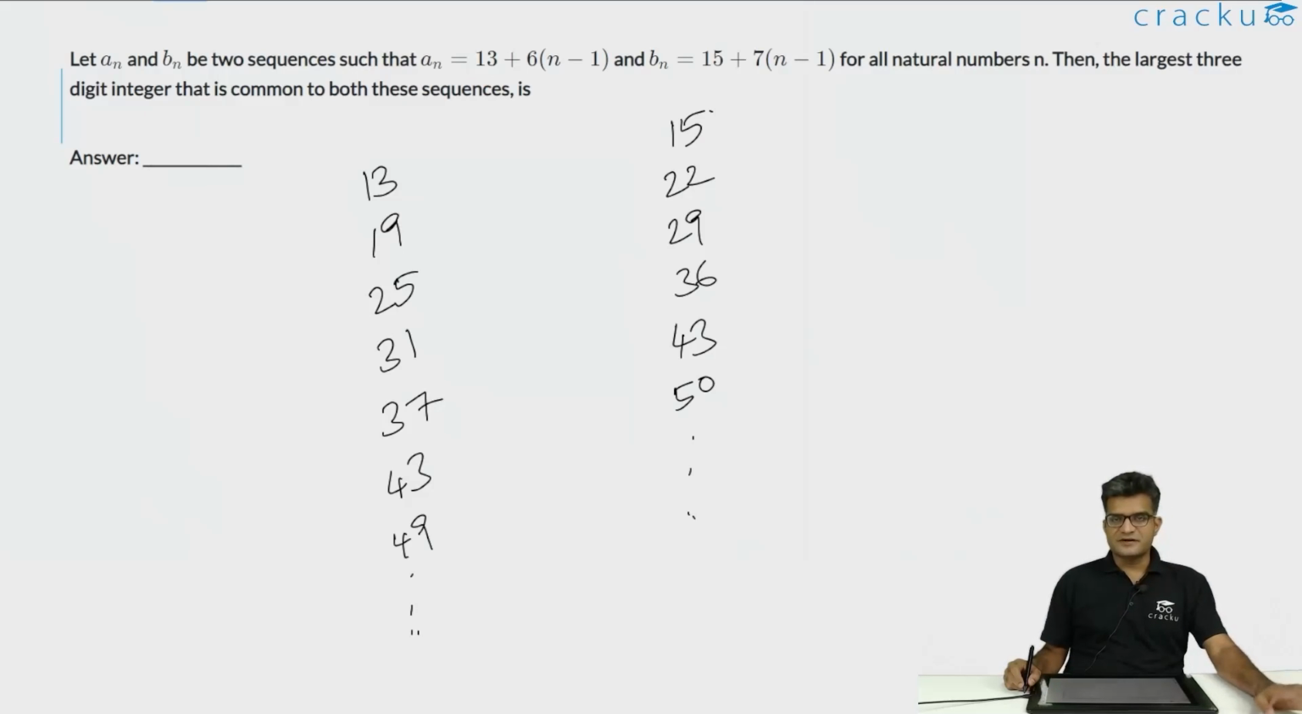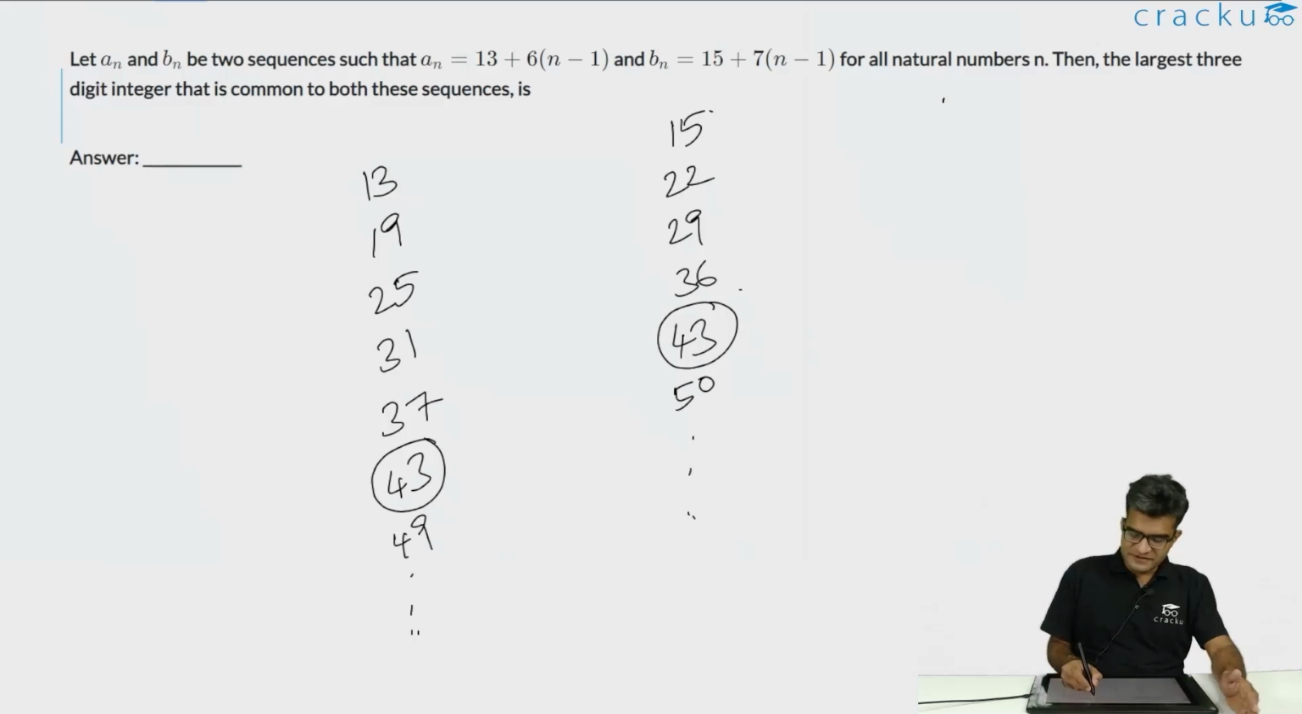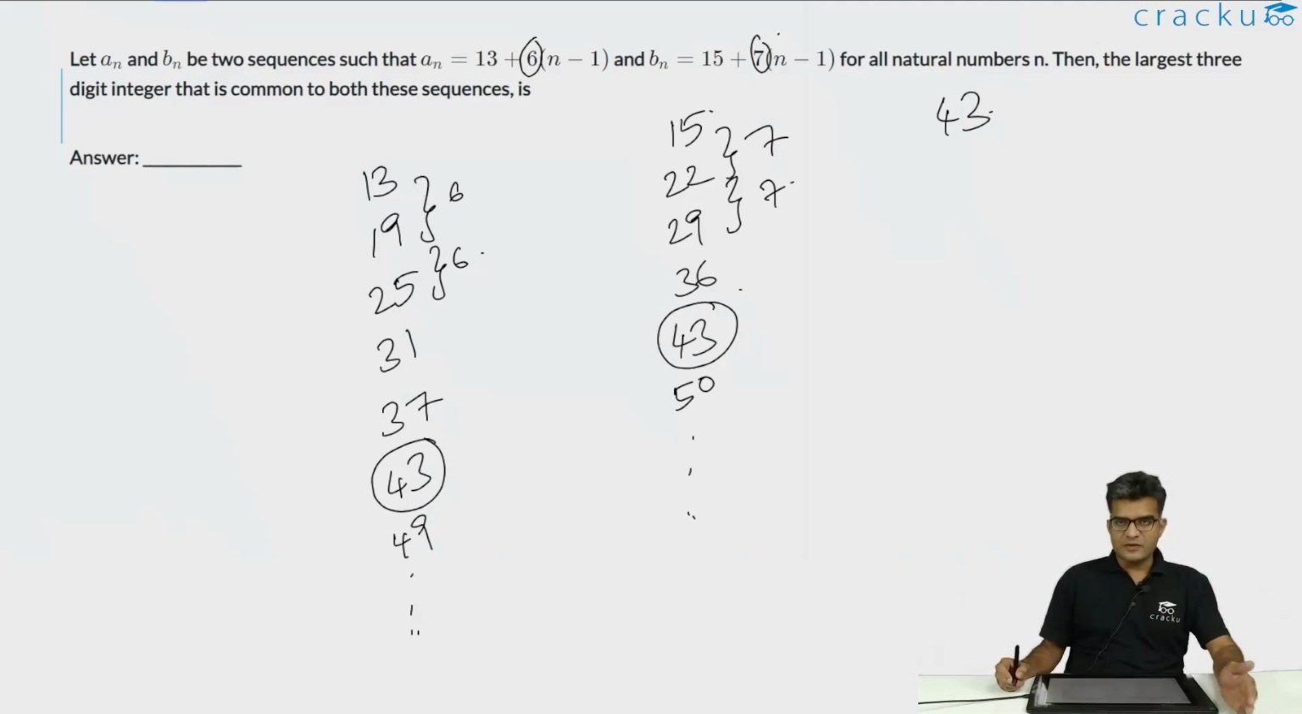In order to figure out the terms which are common to both the sequences, we have to first identify the first common term. In this case, the first common term is 43. And the common terms also form an arithmetic progression where the first term is 43 and the common difference is the least common multiple of 6 and 7. Because here the common difference is 6. Here the common difference is 7. So the common difference of the common terms will be 42.